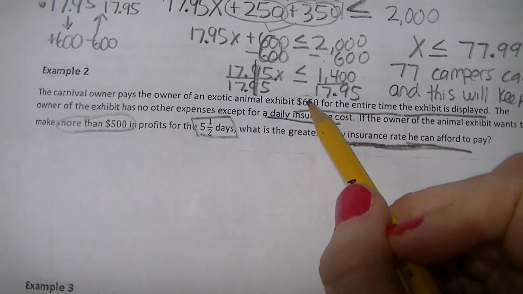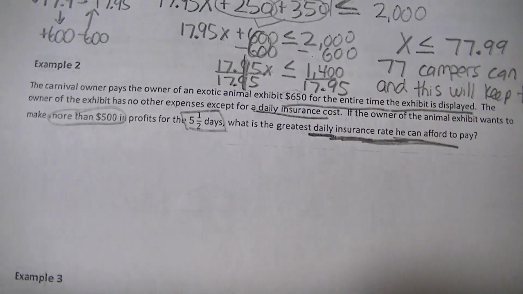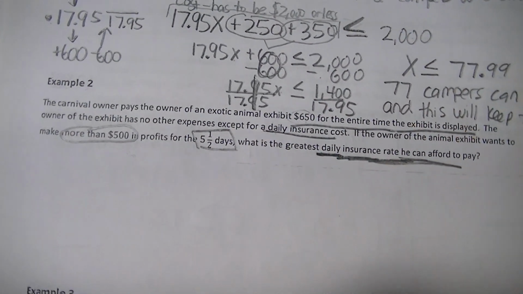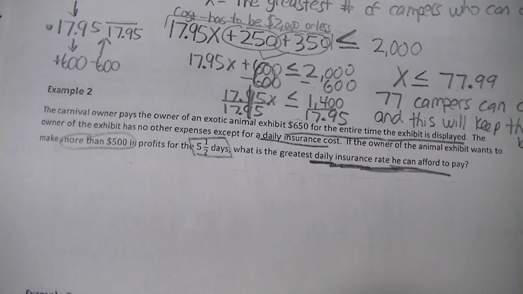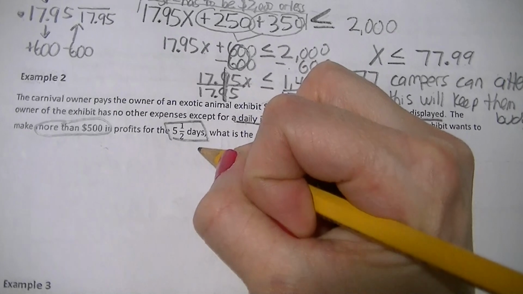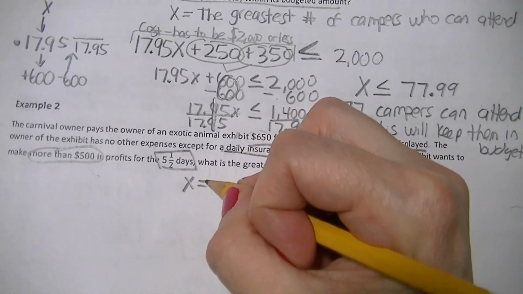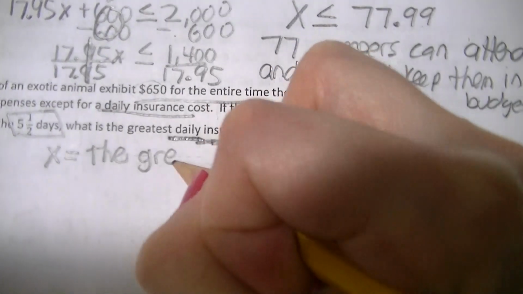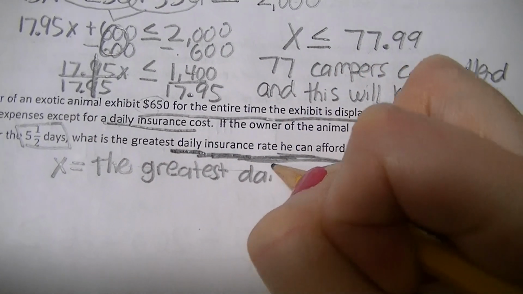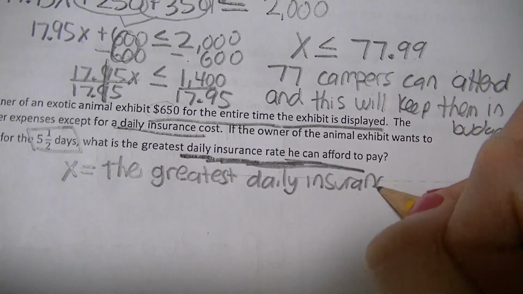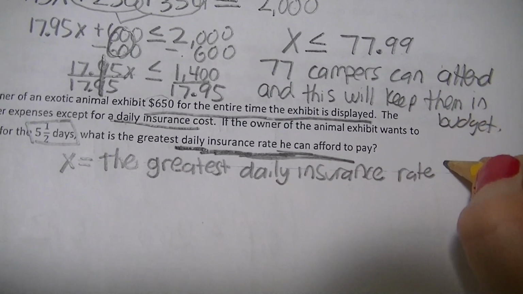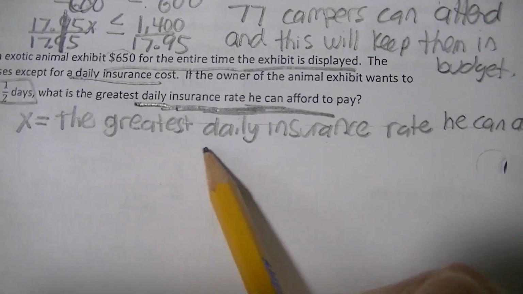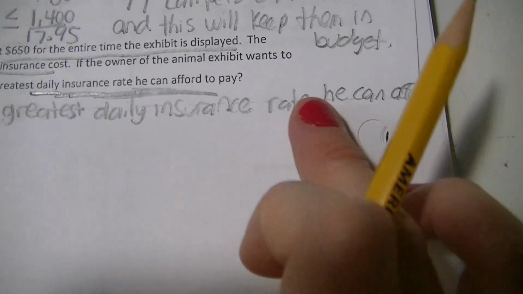Okay, so he's making the $650 the entire time he's there, but each day, remember, he has to pay insurance. After paying all that insurance, he wants to make more than $500 in profits. So we need to know the greatest daily insurance rate this person can afford to pay. I'll use x to represent the greatest daily insurance rate he can afford to pay.